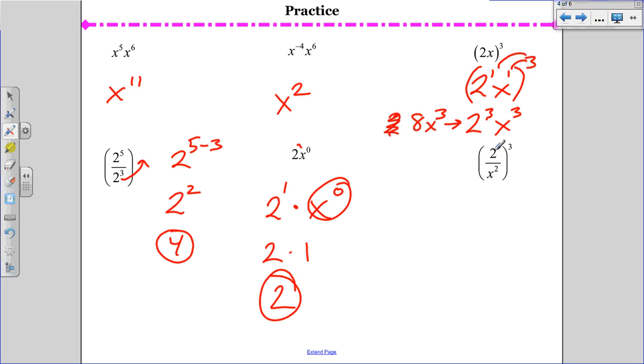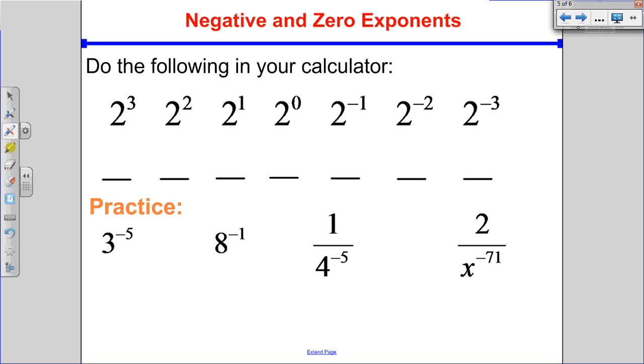Here, put your imaginary 1s in. Now this has an exponent, so I don't have to put anything there. And distribute the 3. So that's 2 to the 3rd power on top, and then x squared to the 3rd power. So here I'm going to multiply exponents and get 6. So that's 8 over x to the 6th power. So there are some great examples showing a little bit more variation of what we're looking at.